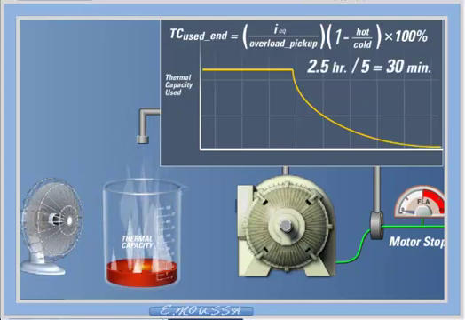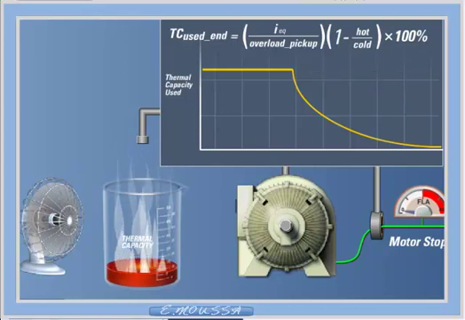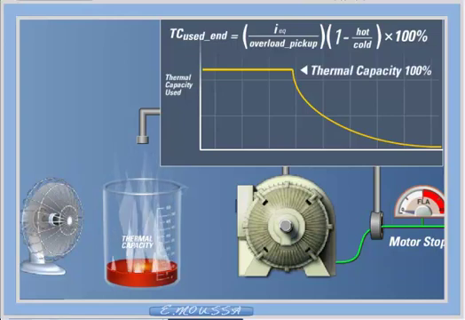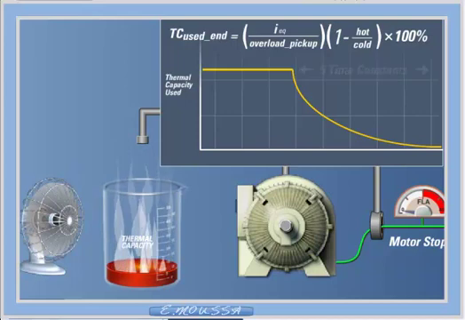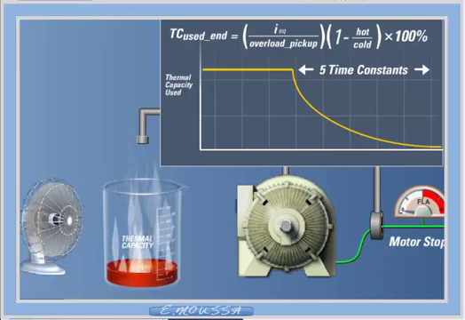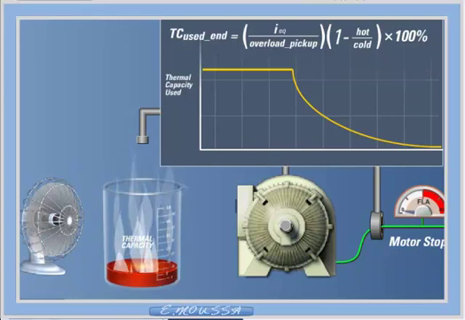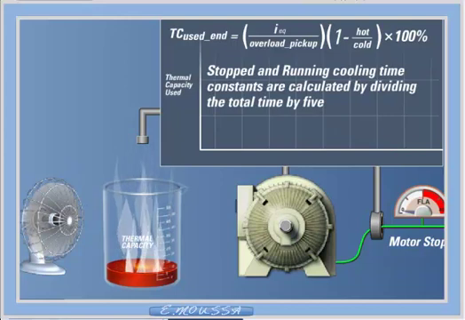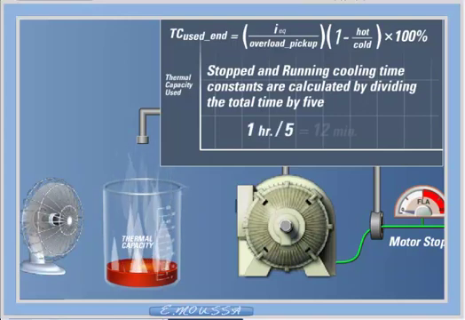When the motor is stopped, its thermal capacity used value will decay according to the same formula. If the thermal capacity used were at 100% before stopping the motor, the thermal capacity used will take 5 time constants, or 2.5 hours, to decay. The values to be entered for the stopped and running motor cooling time constants can be calculated by dividing the stopped and running cooling times by 5. For example, if the manufacturer states that the running cooling time is 1 hour, then 1/5 of an hour, or 12 minutes, would be entered into the relay as the running cooling time constant.